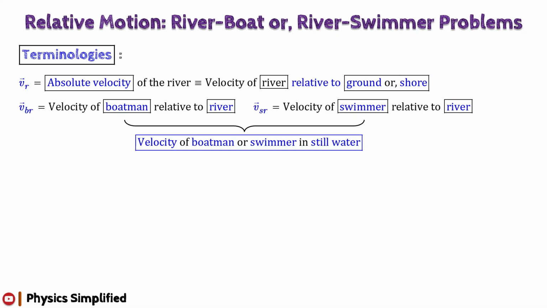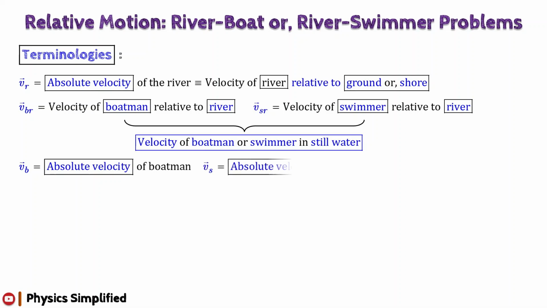For the riverboat problem we get vector v suffix b. It denotes the absolute velocity of the boatman. For the river swimmer problem, it is vector v suffix s, which denotes the absolute velocity of the swimmer. We will now try to understand the actual meaning of our third term.